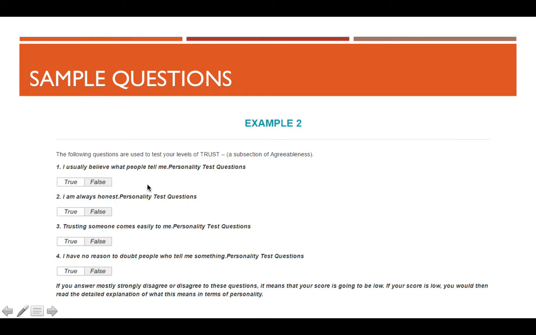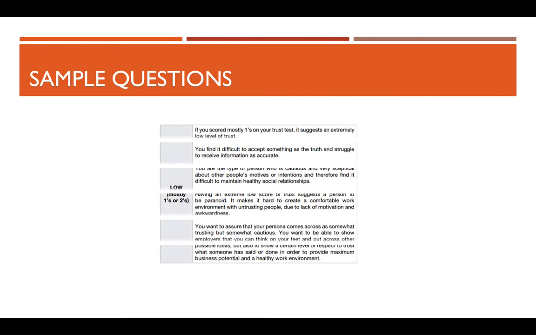Here I've got another example. Again, these questions are for trust, which is a subsection of agreeableness. I usually believe what people tell me. I am always honest. Trusting someone comes easily to me. I have no reason to doubt people who tell me something. You would answer true or false whether you think that applies to you. And again, if you scored mainly low, like 1s or 2s, then you'll be given a detailed breakdown of what that actually means.